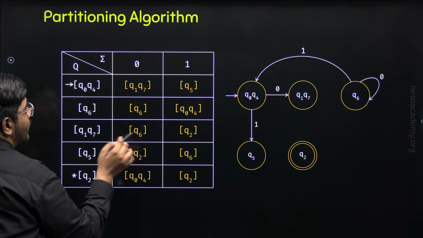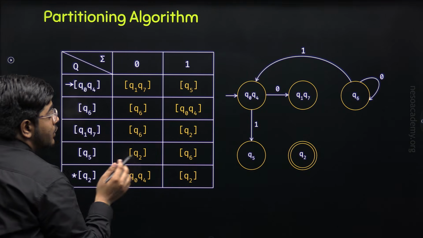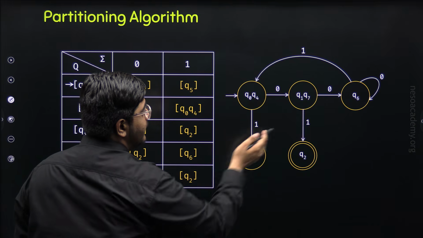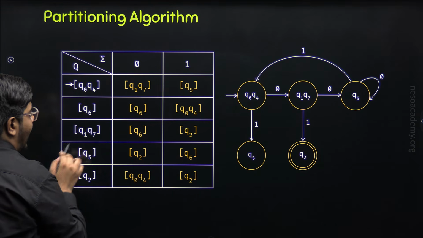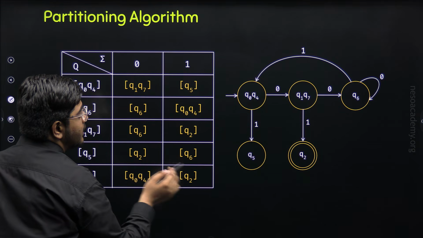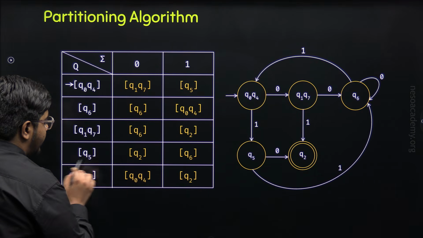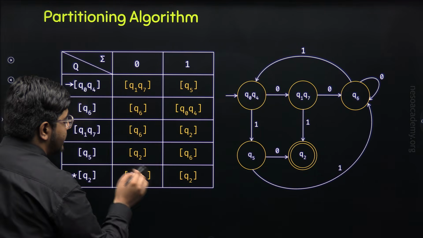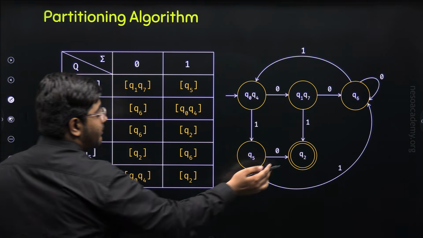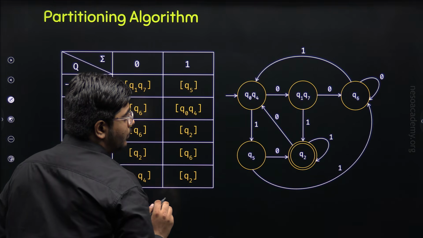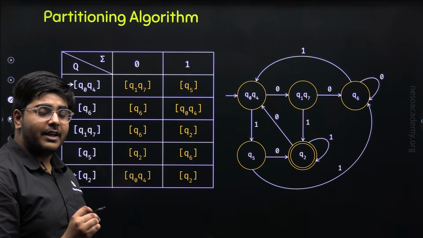Q1, Q7 on 0 gives Q6 and Q1, Q7 on 1 gives Q2. So for the state Q1, Q7, these are the 2 transitions. Q5 on 0 gives Q2 and Q5 on 1 gives Q6, so for Q5, we can make both of the transitions. Now for the state Q2, on 0 the next state is Q0, Q4 and on 1 the next state is Q2. So we can make both the transitions for the state Q2. This is the complete transition diagram of our minimized DFA.